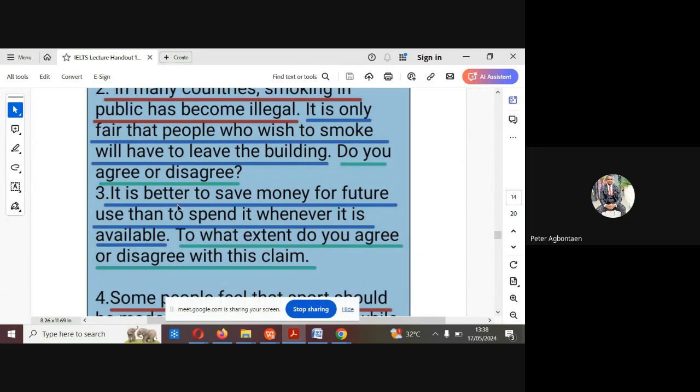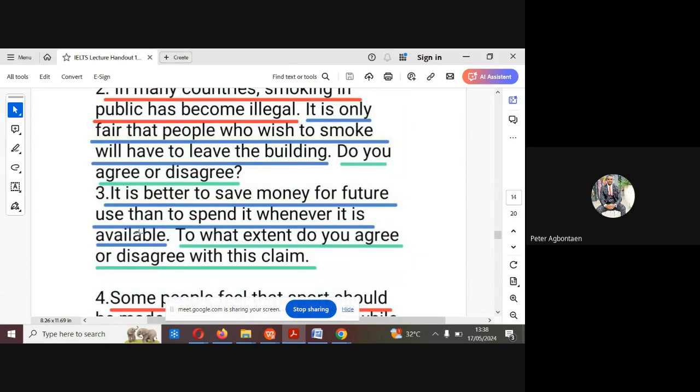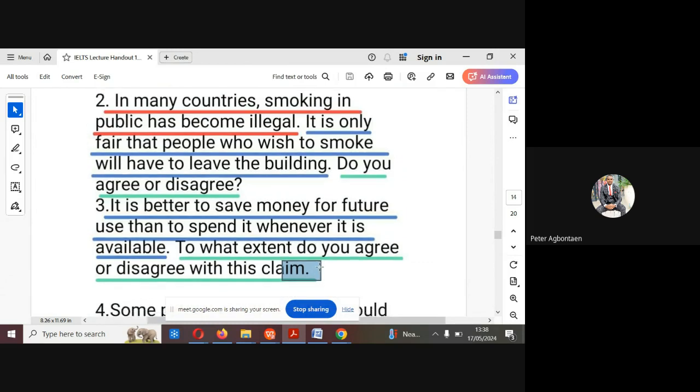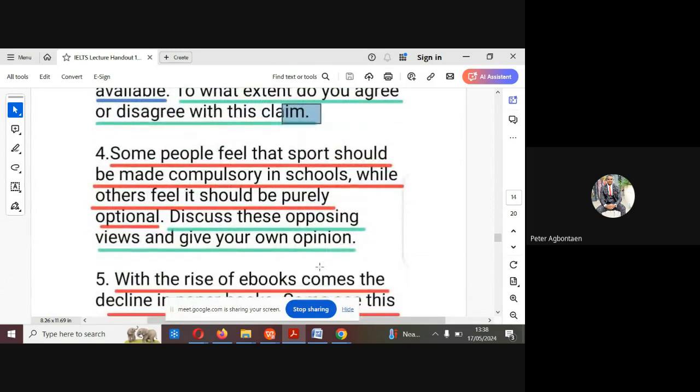Question number 3. Now this one has 2 sentences. One stops at available. You can see that full stop. And the other one stops at what? Claim. You can see the full stop there. So that's how it works. That's how it goes. So let me show you another one, maybe 2 others, so you can have a thorough understanding of this.